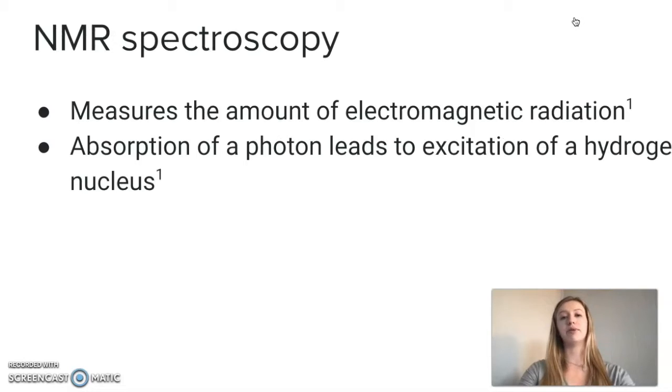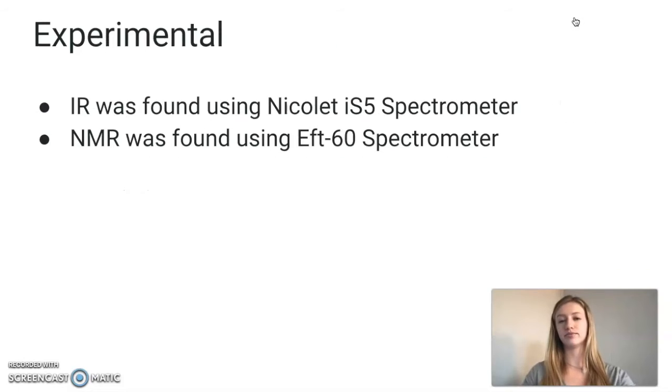NMR spectroscopy measures the amount of electromagnetic radiation that is absorbed by a sample. In NMR, the absorption of a photon in the radio frequency region leads to excitation of a hydrogen nucleus, the proton. The more complex the molecule, the more vibrations in H atoms it will have, and the more absorption peaks it will have. In this experiment, IR and NMR spectroscopy were used in order to determine what molecules the substances are.